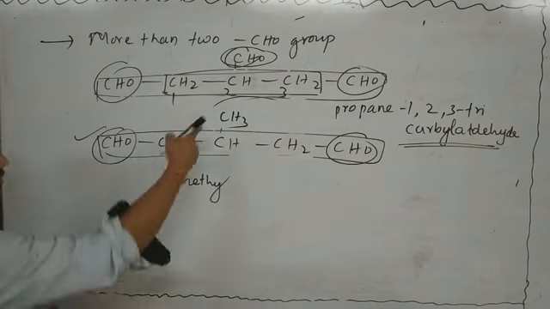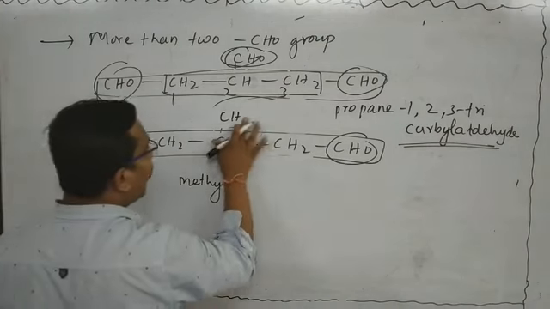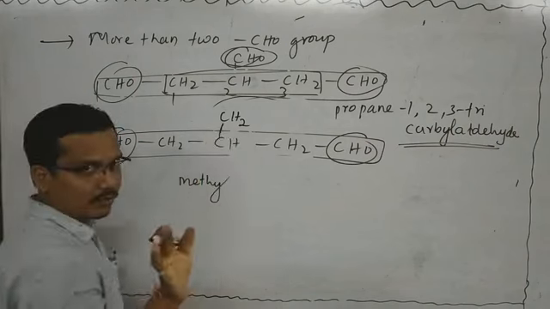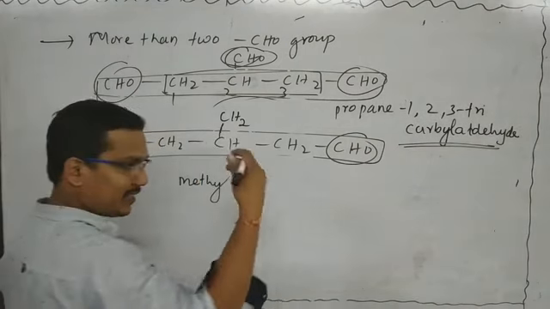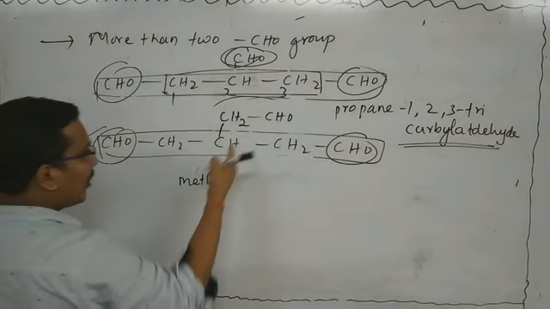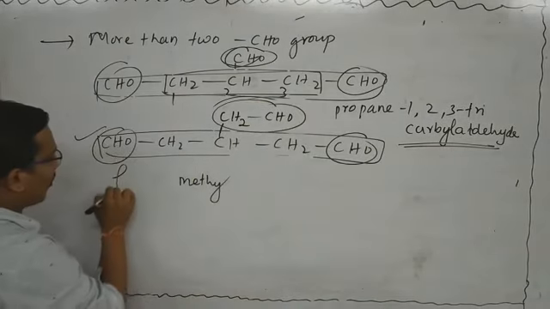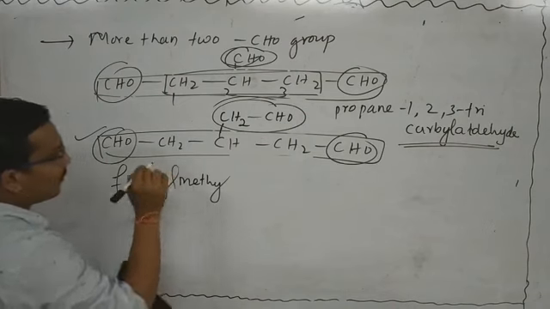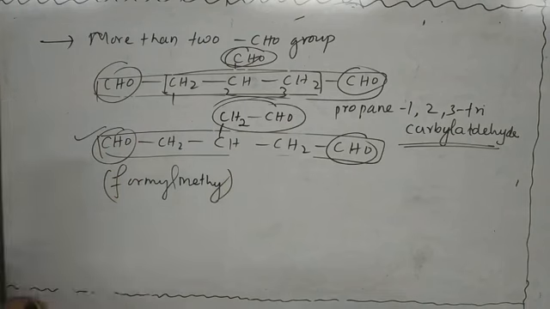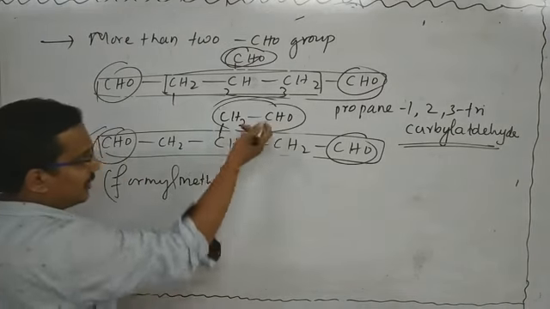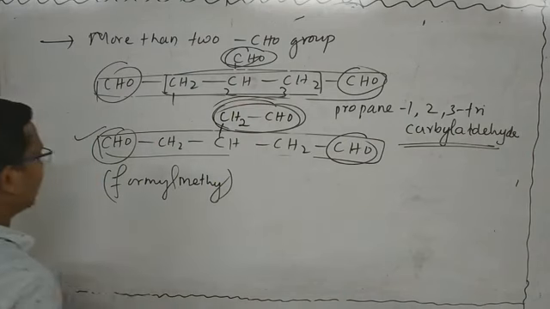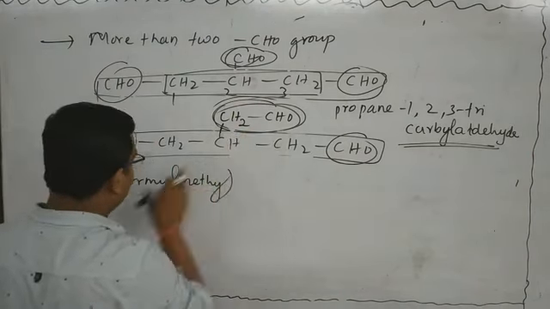Then it is said to be what? Methyl. Now what will happen? One hydrogen is removed. You can think that one hydrogen is removed and CHO is attached. So the name of this side chain is formyl methyl, and it is given in a bracket because this part is considered as one substituent chain, and the name of this part is said to be formyl methyl.